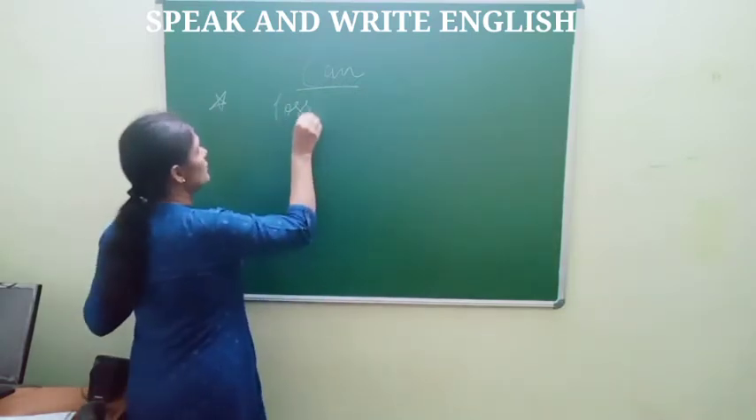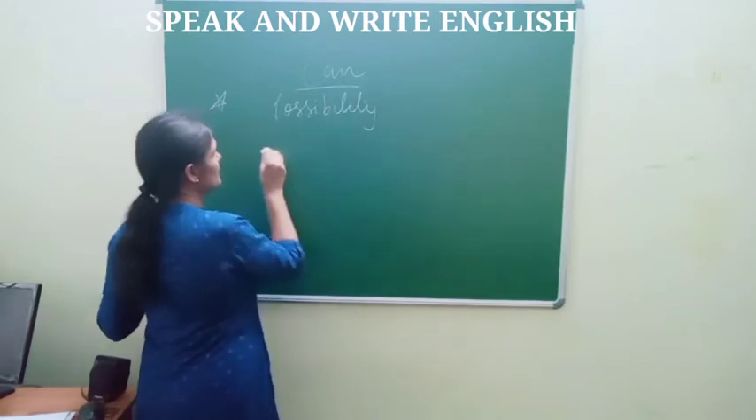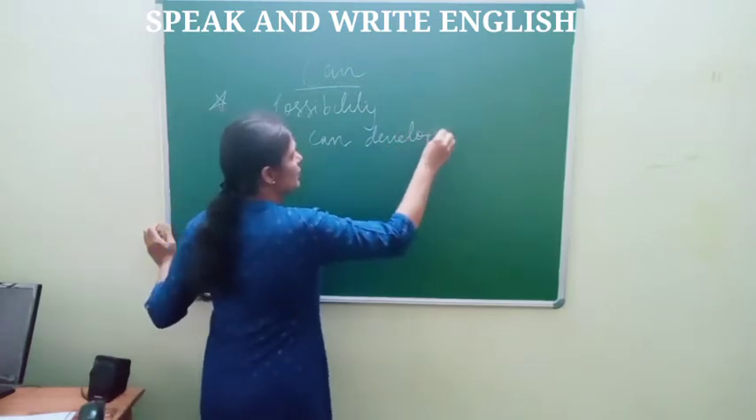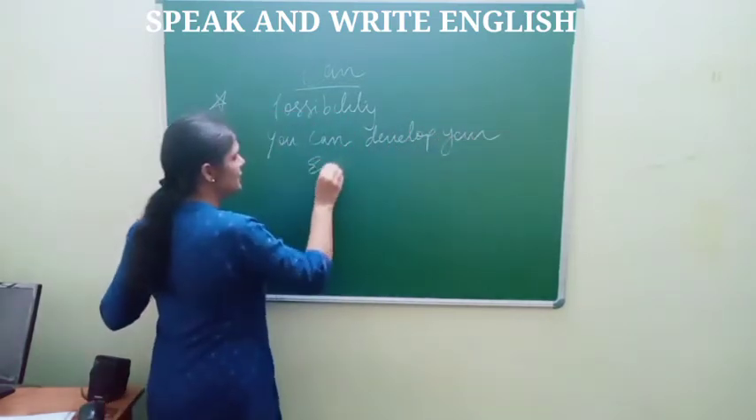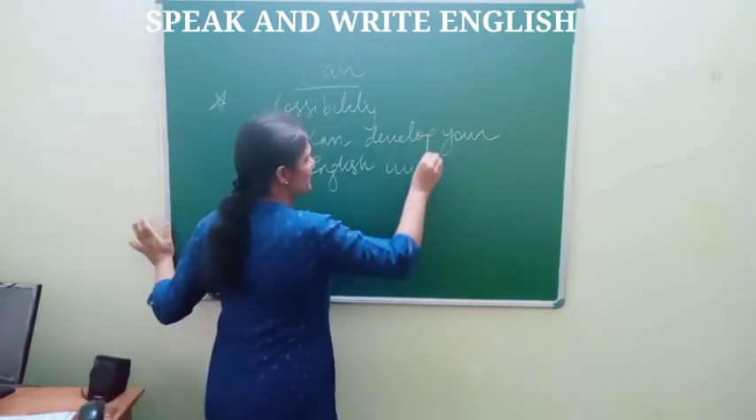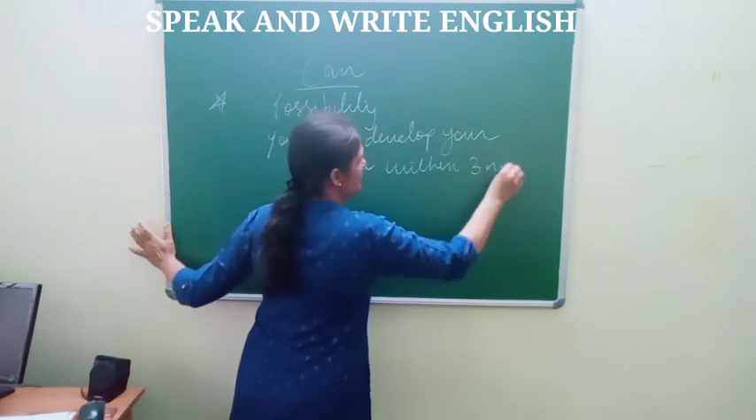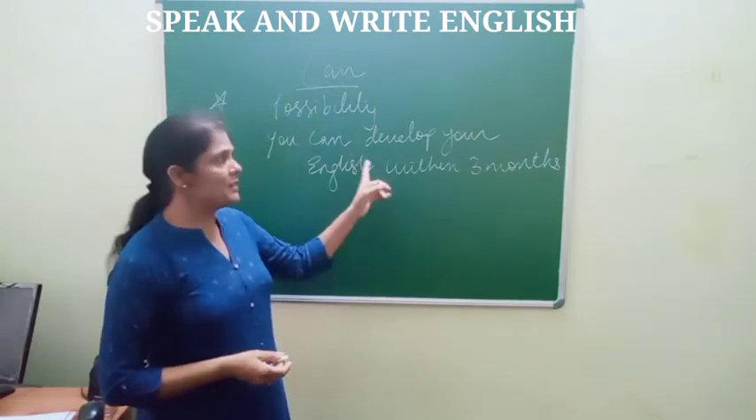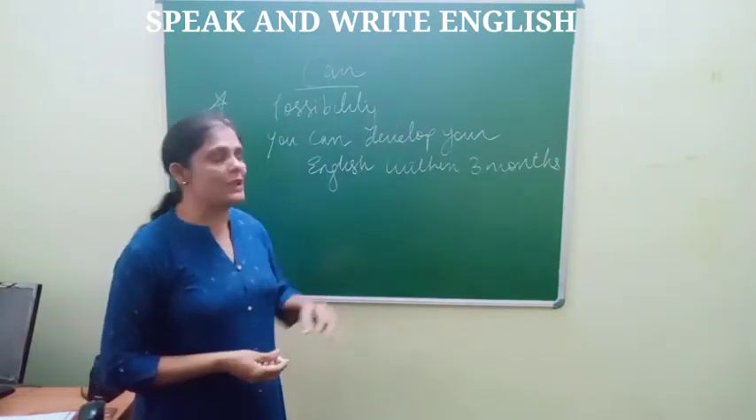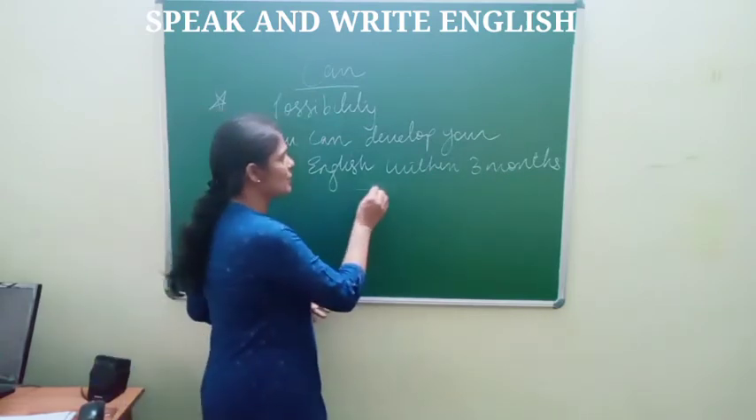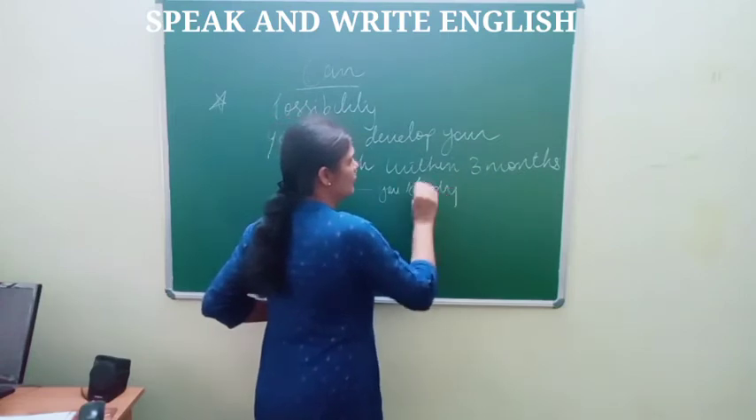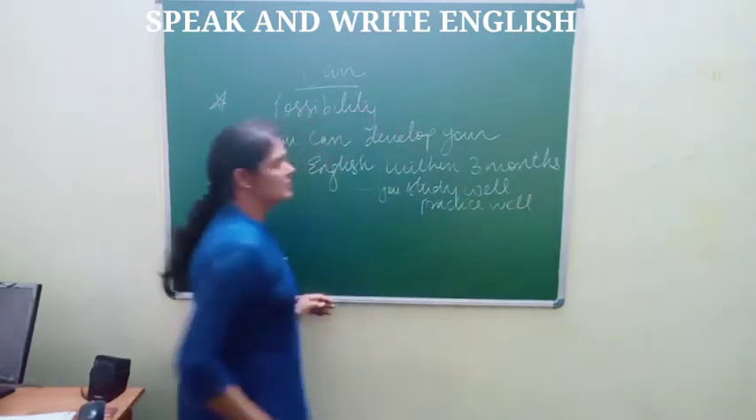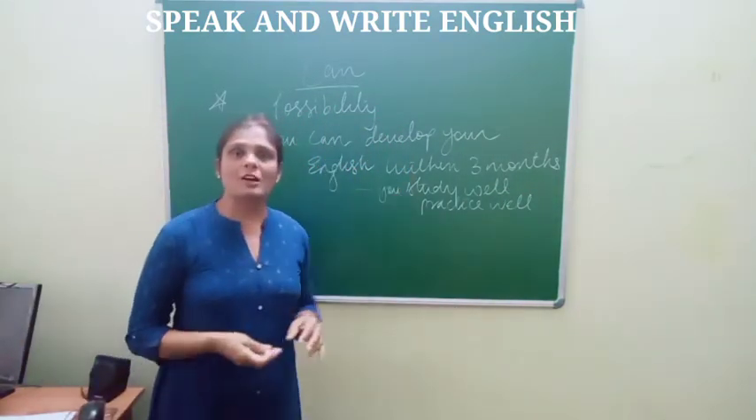It talks about possibility. For example, you can develop your English within 3 months. You can develop your English within 3 months. There is a possibility that you can develop your English within 3 months, provided what? You study well or you practice well. So, possibility is there. In 3 months, you can develop your English.